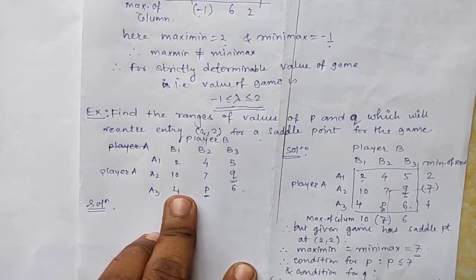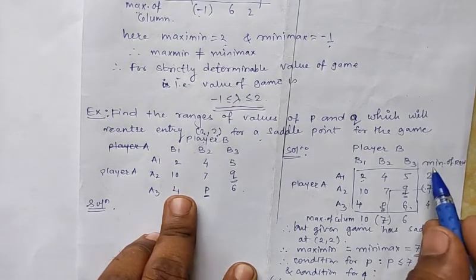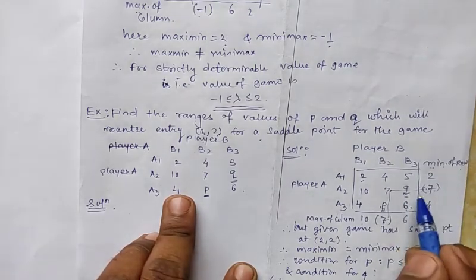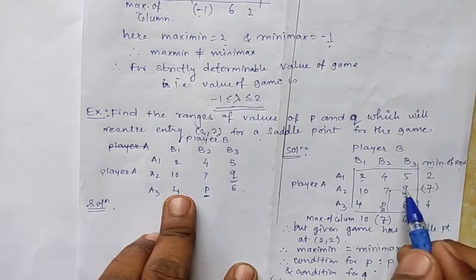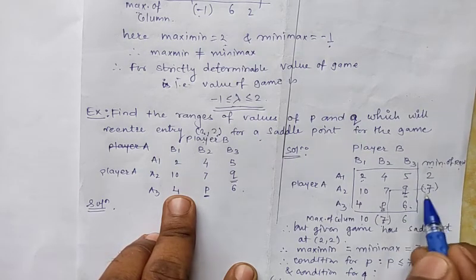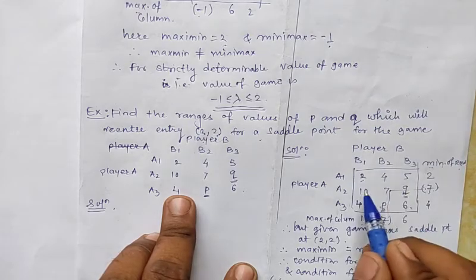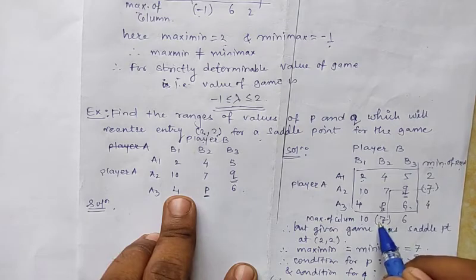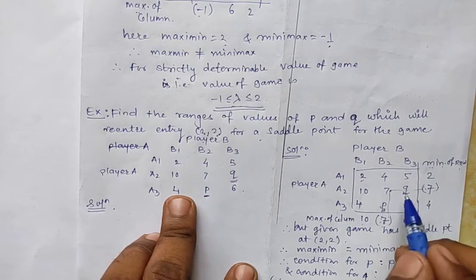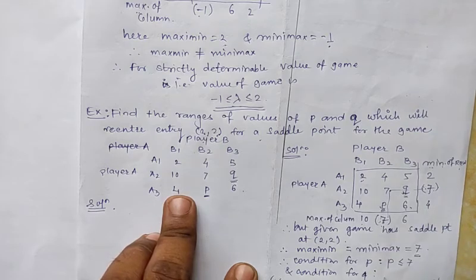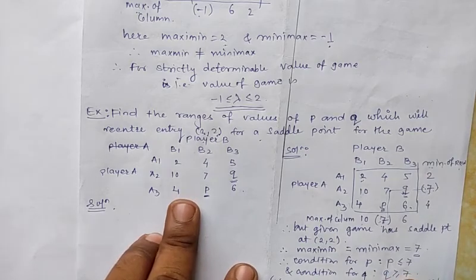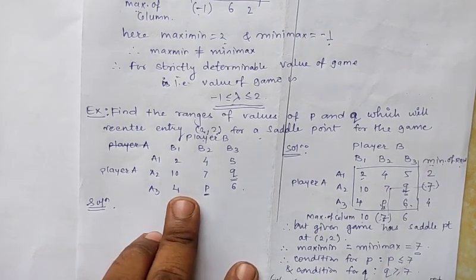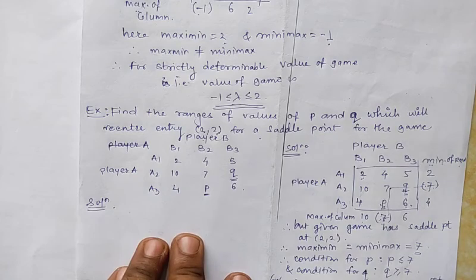And condition for Q: in this case we find out minimum of row. So if we take value of Q less than 7, if we put 6, then minimum of the row will be 6. So in that case minmax value and maxmin value will not be 7. Therefore Q must be greater than equal to 7. Therefore condition on P is less than equal to 7, and condition on Q is greater than equal to 7.